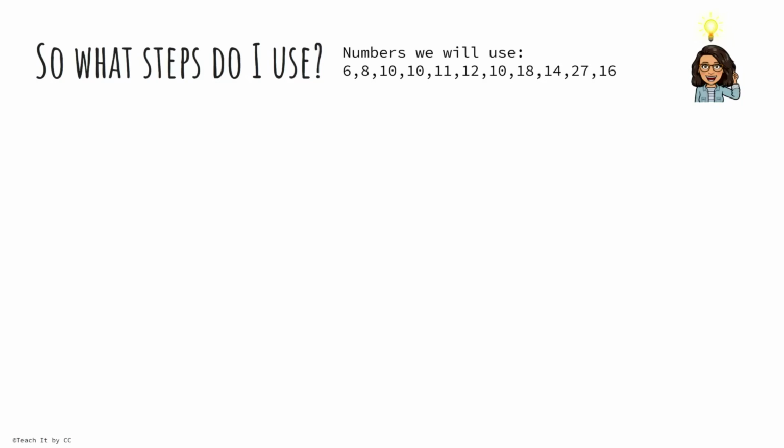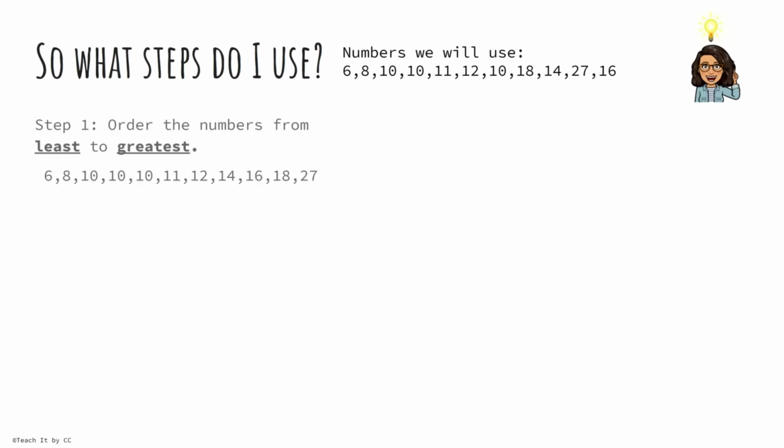So, what steps do I use? Well, for this demonstration, we'll be using the numbers shown below: 6, 8, 10, 10, 11, 12, 10, 18, 14, 27, and 16. So, what do you think that first step is? Well, the first step is to order the numbers from least to greatest. When we do this, we get the following: 6, 8, 10, 10, 10, 11, 12, 14, 16, 18, and 27.